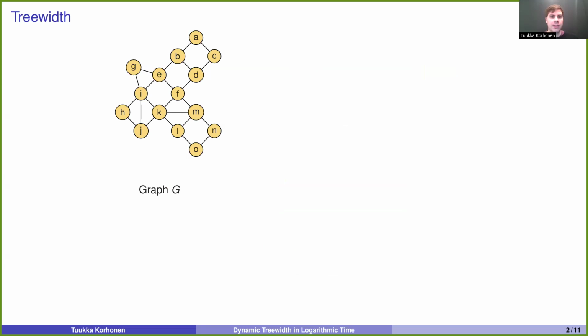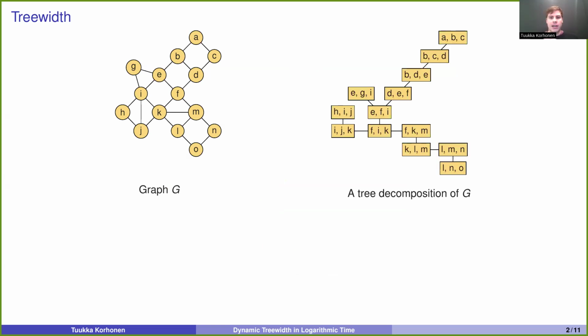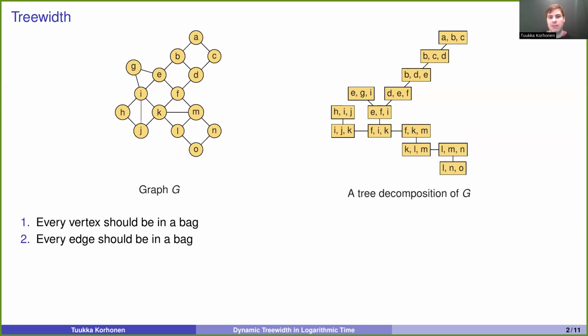So here is a graph G, and here is a tree decomposition of the graph G. Tree decompositions are used for defining treewidth. To be a tree decomposition, this tree that consists of bags that are subsets of vertices of the graph should satisfy some properties. So every vertex of the graph should be in some bag of the tree decomposition. Every edge of the graph should be in some bag of the tree decomposition, so both endpoints of the edge should be in the bag.